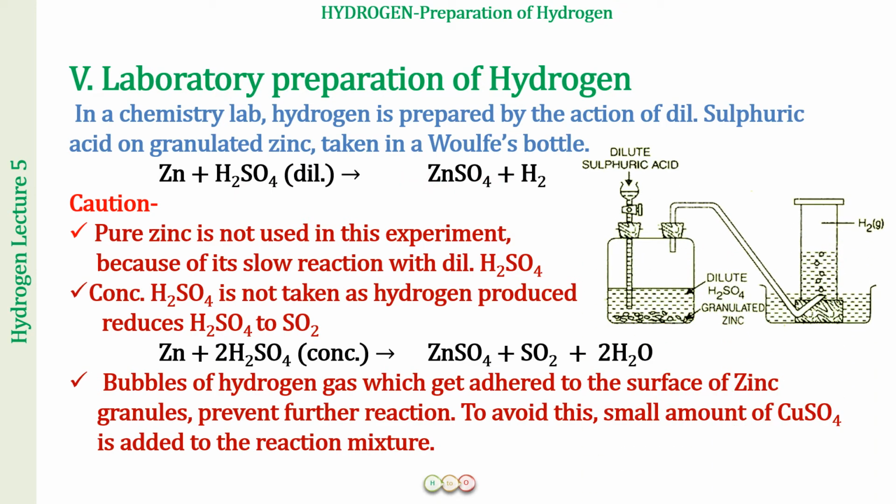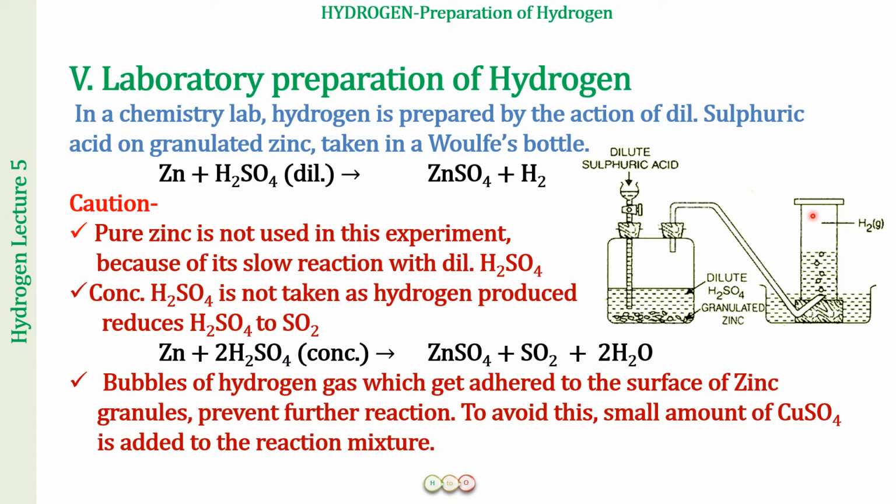So this is the experimental setup for the experiment, and here we have the Woulfe bottle. In this there is a thistle funnel which is fitted, and from this we pour in dilute sulfuric acid, and here we have granulated zinc taken in the Woulfe bottle. So both are going to react, and in the process what is going to be evolved? Hydrogen will be evolved, which will be passing through this delivery tube, and this will be collected by the downward displacement of water. Water will keep on coming down, and hydrogen will be collecting on top. Right, this is as far as the experiment is concerned.